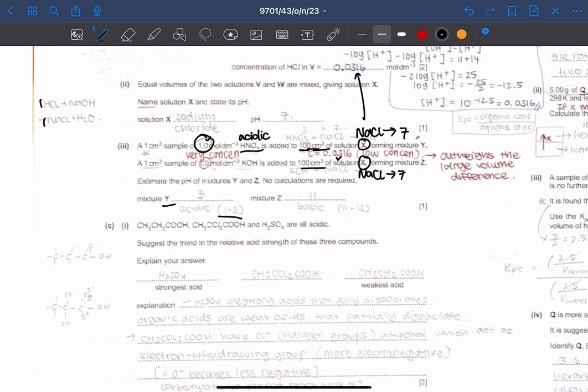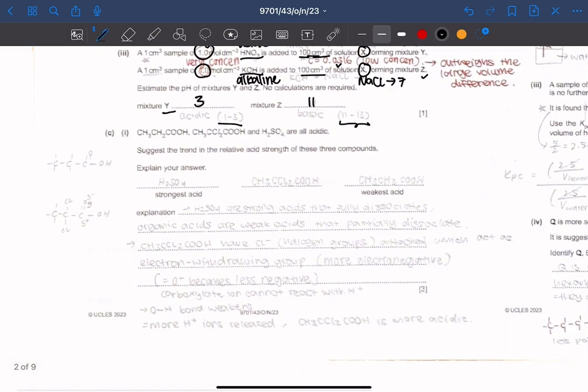And then for the mixture Z, KOH, we know OH is a very alkaline or basic compound with a very high concentration compared to the 0.0316 concentration of NaCl, which is neutral pH. So we can assume that mixture Z is very basic. And in the answer key, they give a range of 11 to 13 pH. And therefore I answered 11 and 3 for mixture Z and Y.